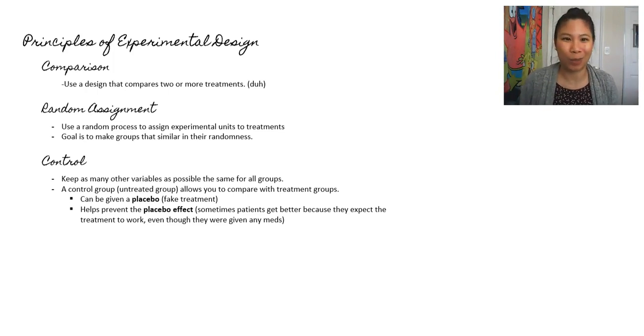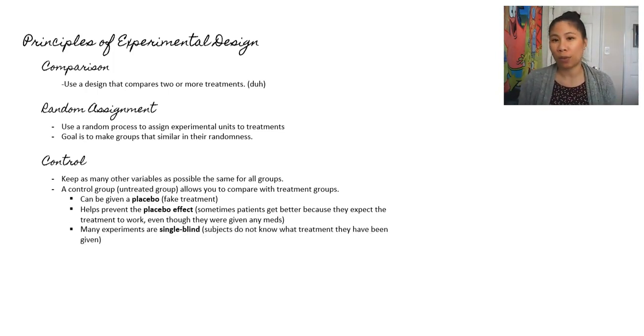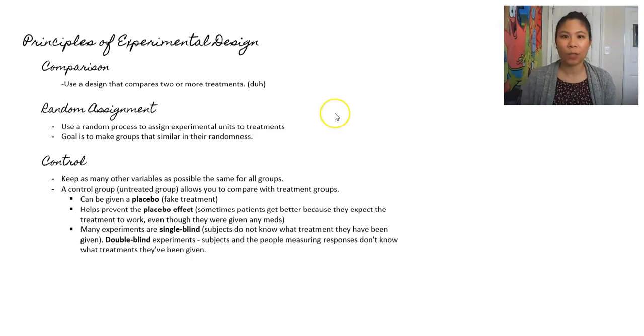and that doesn't help our experiment. And along these lines with the placebo, a lot of experiments are single blind, meaning only the researcher knows which treatment the subjects are getting, so that the subjects themselves don't know whether they're getting a placebo or an actual treatment. We can also look at experiments that are double blind. In a double blind experiment, both the subjects and the people measuring their responses don't know what treatment they've been given. Obviously somebody has to know.